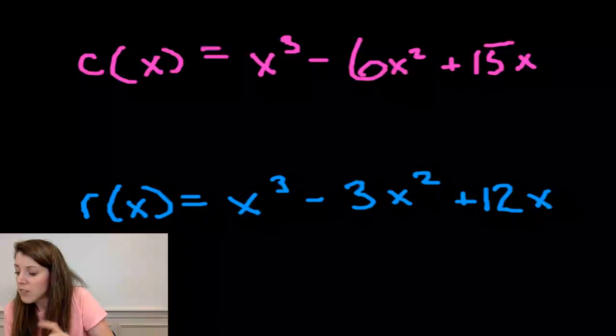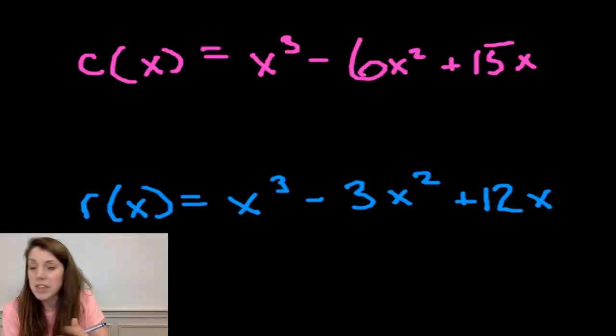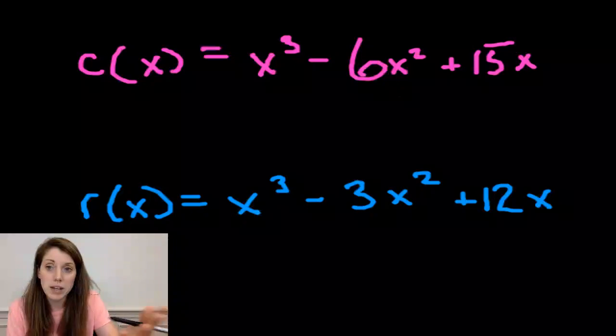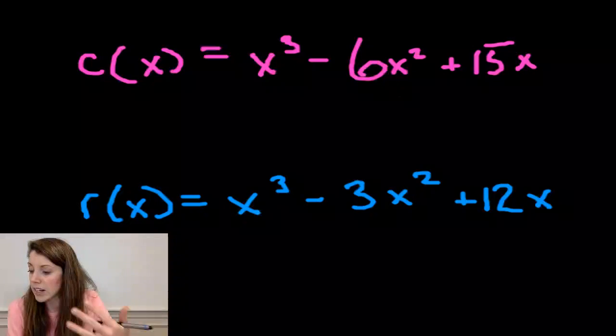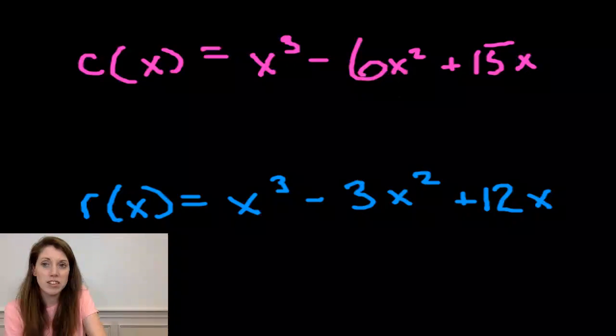So it's saying find the marginal cost and the marginal revenue, and we're going to assume that we're producing about 10 right now. It's like in the 8 to 10 range. We're assuming that we're producing about 10. So we just take the derivative.